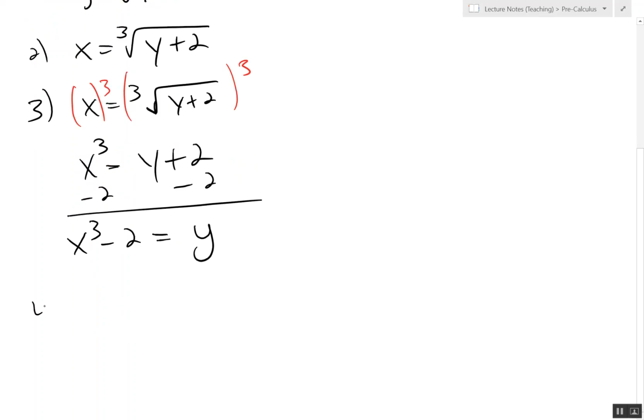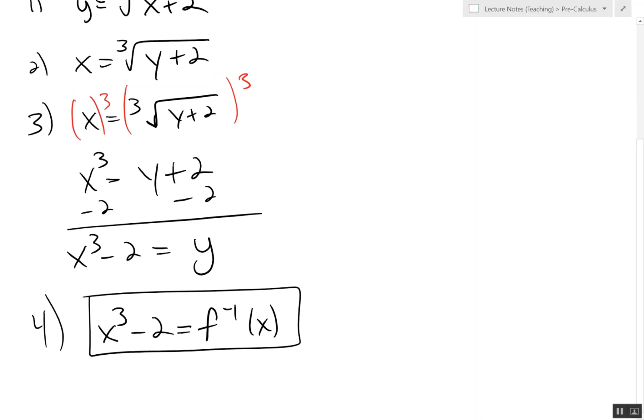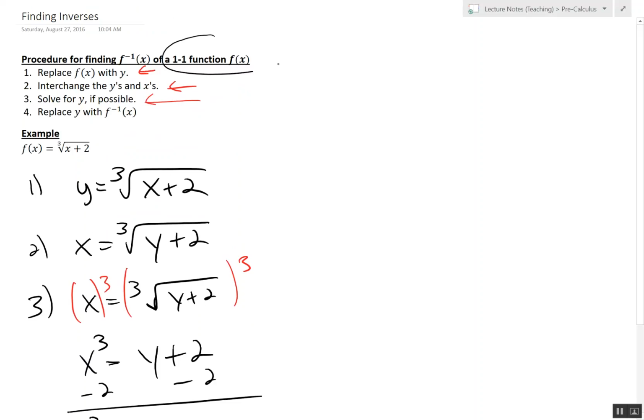And then step 4 says that we take the y and replace it with f inverse of x. And there you have it. And remember that you have to satisfy this condition that f is originally a one-to-one function. If f is not a one-to-one function, you will not get an inverse. So that's it for this video.